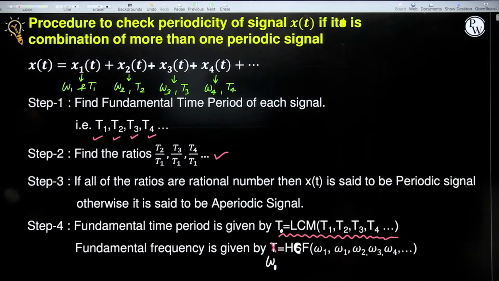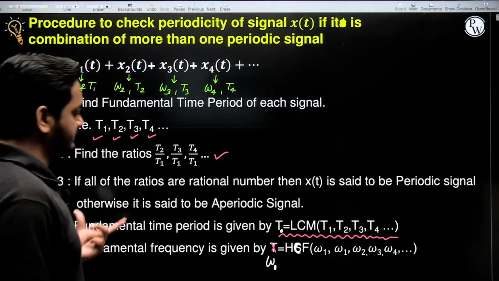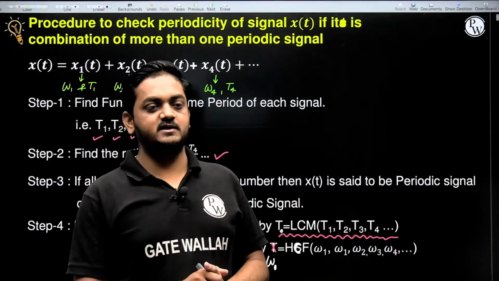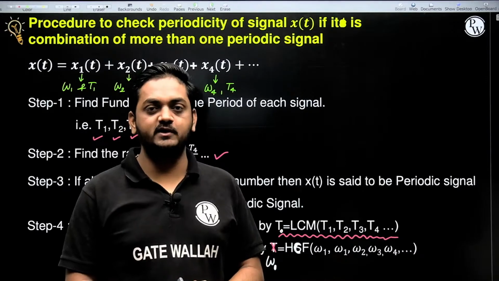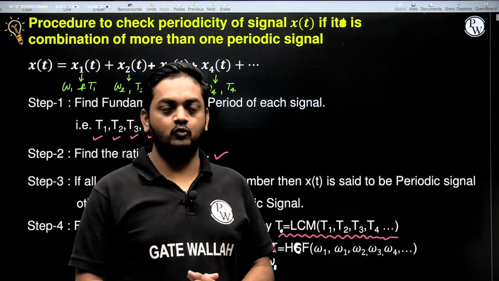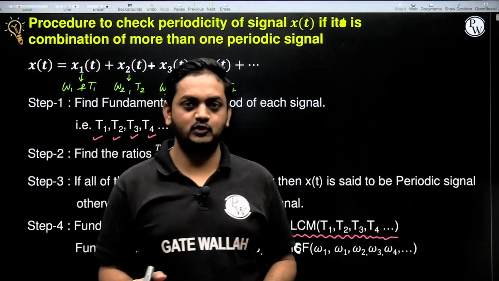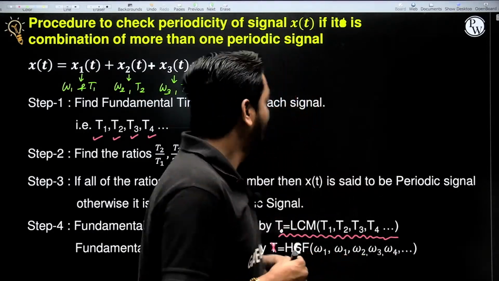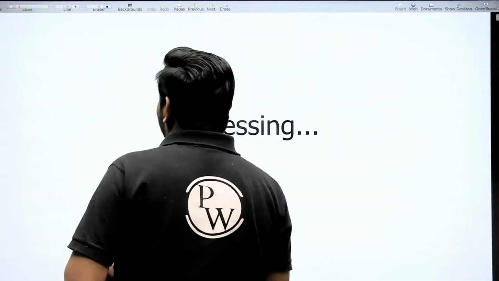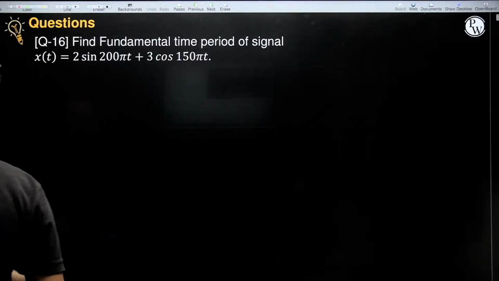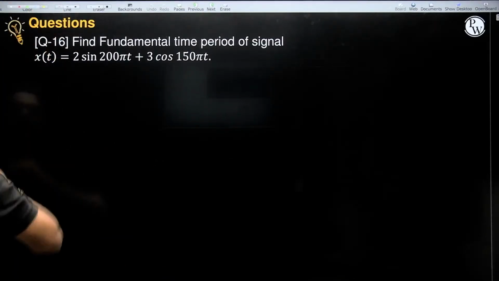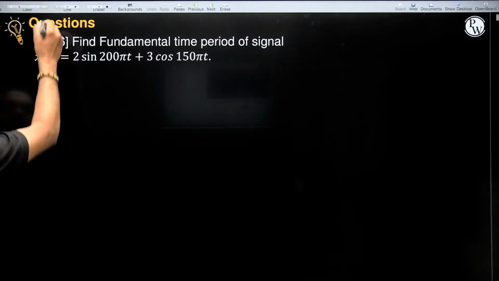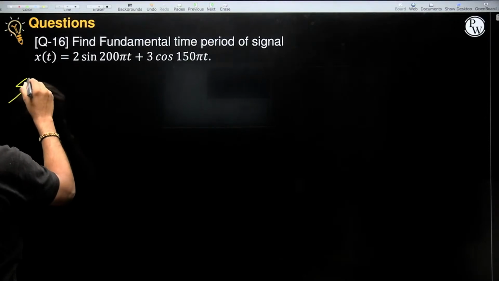Now let us solve some questions based on this, because this concept we will use in the Fourier series also, because Fourier series is defined only for periodic signals. So before finding the Fourier series, first of all we need to check whether the given signal is periodic or not. So let us start with the very first question given. Find the fundamental time period of signal x of t if it is periodic. First of all we need to check the periodicity of the given signal.